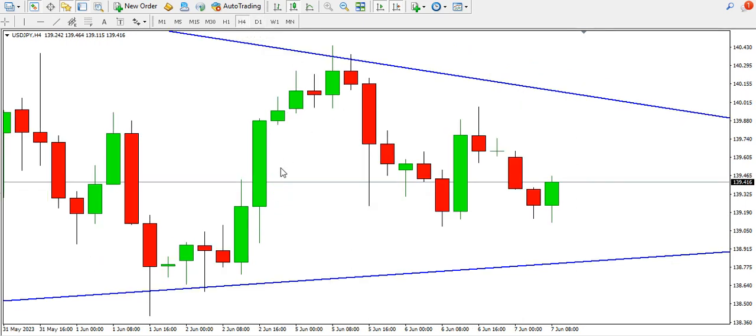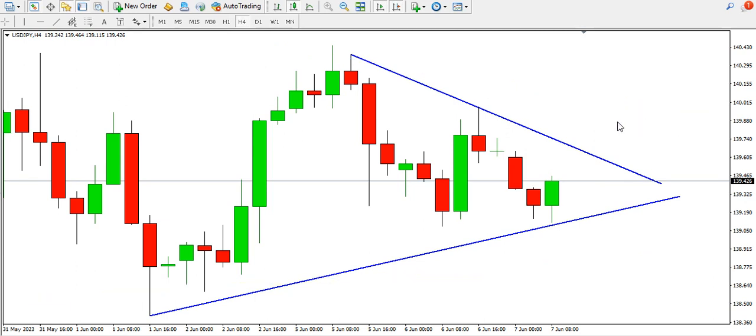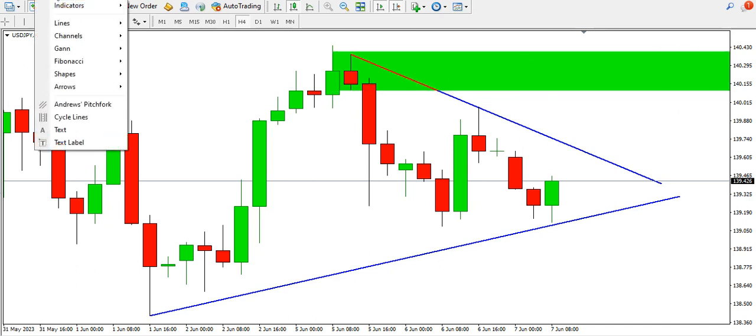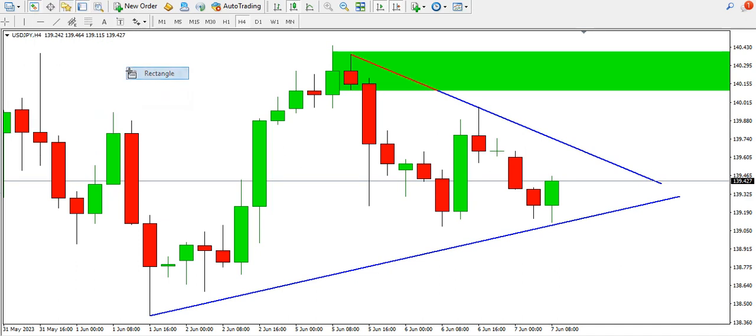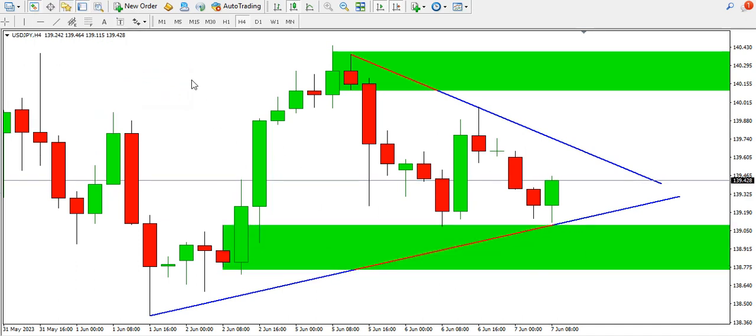It's currently ranging. Same thing with the 4-hour time frame. We have the triangle becoming narrower, and we might likely see a range breakout soon. If it's going to break out to the top side, we have this supply area around here that might serve as resistance to price, and if it's going to break to the downside, we have this demand area that might serve as support to price.